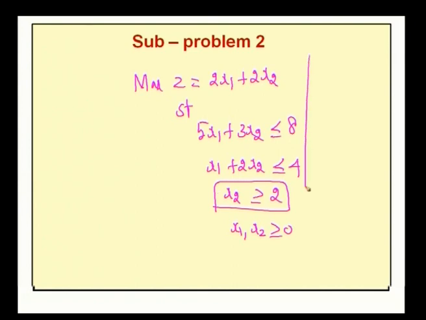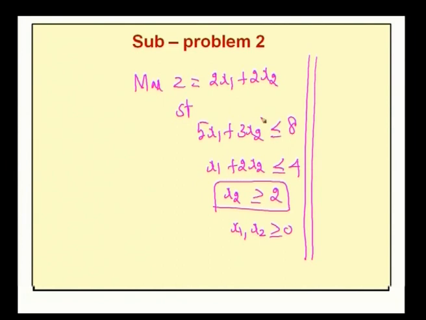So, our sub problem 2 is maximum z equal to 2x1 plus 2x2 subject to the constraints 5x1 plus 3x2 less than or equal to 8, x1 plus 2x2 less than or equal to 4, x2 greater than or equal to 2. Now, we are interested in finding the optimal integer solution for this sub problem. In order to get the optimal solution, we have to find the solution of this sub problem either using the graphical method or the simplex algorithm. Since this sub problem 2 involves 2 decision variables, we try to solve this problem by the graphical method.